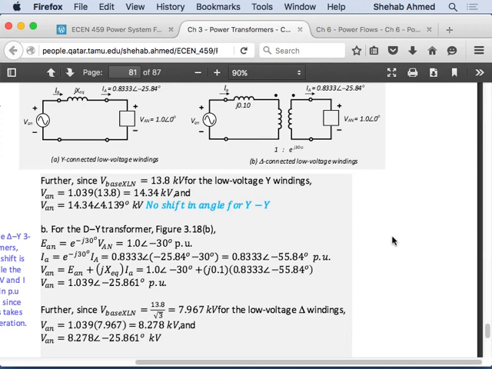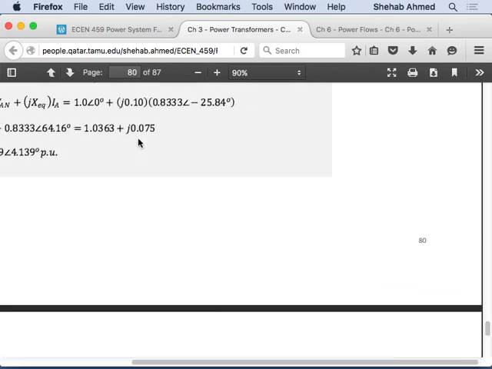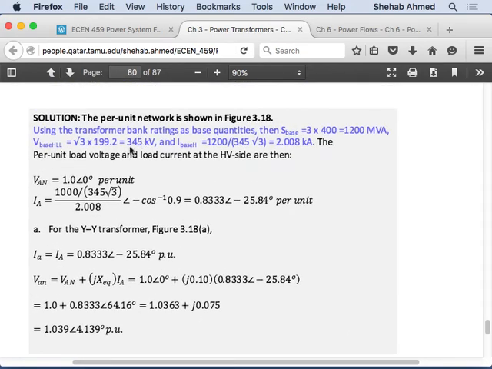Right? So we had a transformer that had a base voltage line to line on the secondary side, because it was the star's base voltage, equal to 199.2. What was the square root of 3? The line to line voltage was 199.2 square root of 3. That was the base voltage on the secondary side. What's the base voltage on the primary side? Multiplied by square root of 3, because it's a star-star transformer. That's the line-to-line voltage base.